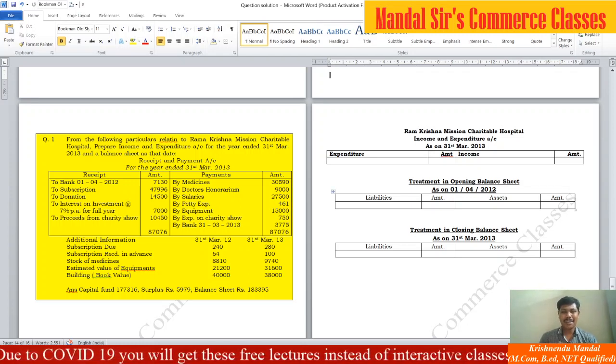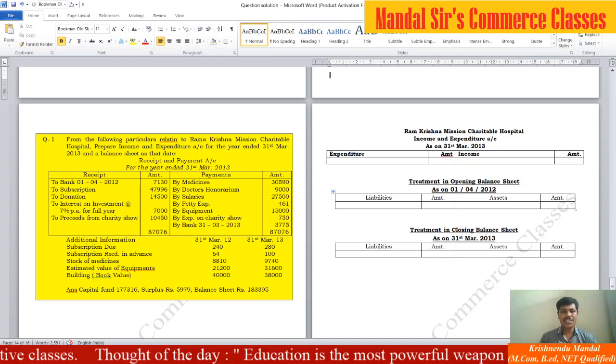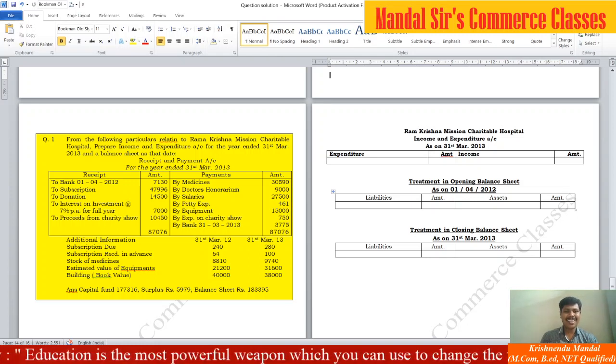As you all know that I'm running a campaign in this pandemic condition of COVID-19, and in this series, from 2 days back I had started a series of 15 practical questions of income and expenditure account, and today I've come back with yet another exciting question of income and expenditure account.